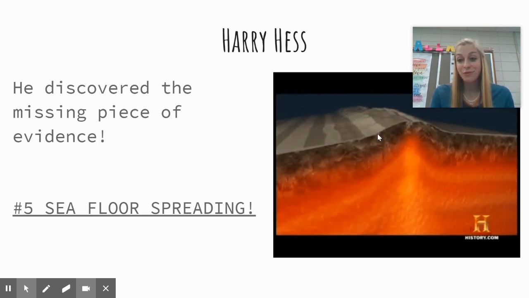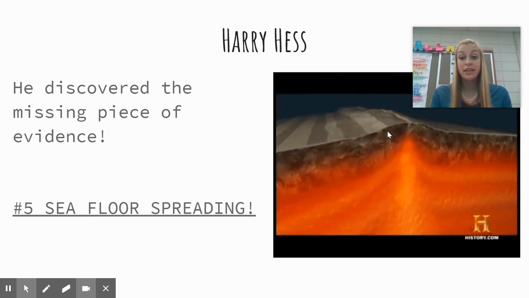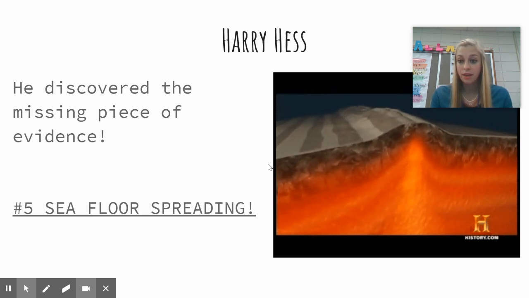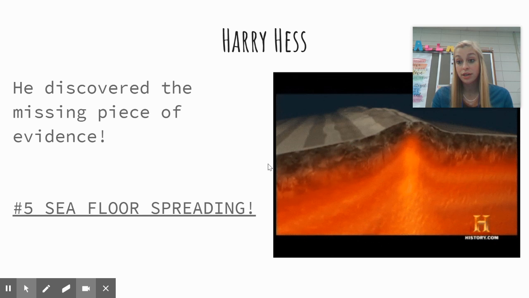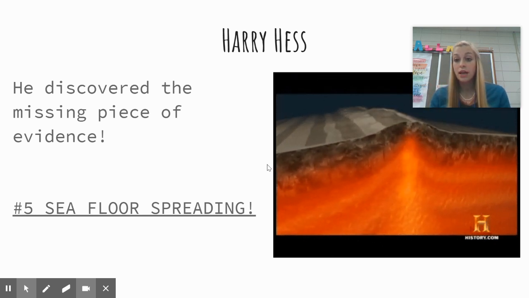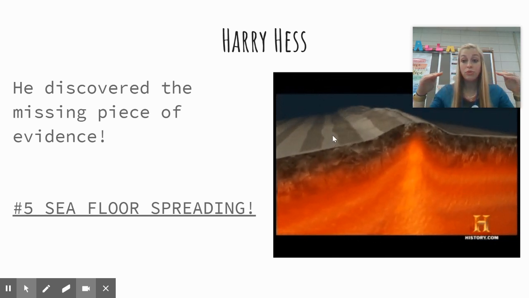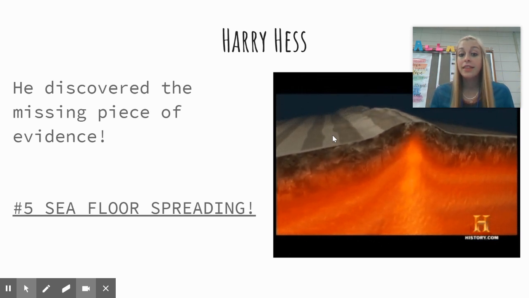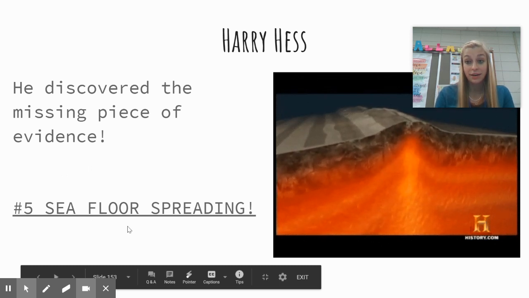He measured the age of the rocks further and further out. And the further out he got from the crack in the center, the older the crust got. So it's kind of like a conveyor belt, like what you put your luggage on at the airport. You put your luggage and it just pulls it. This is the newest crust, and it keeps moving out. So the continents are sitting on a conveyor belt that's moving away. And that was evidence number 5. That's the last piece of evidence needed.